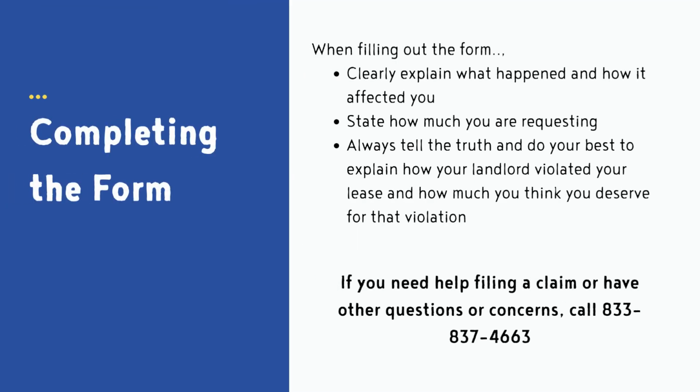Fill out the counterclaim form detailing what the landlord did wrong and how it affected you. This is your chance to write down exactly how your landlord violated your lease and the impact it had on you. It is important to always tell the truth when filling out the form. You do not need to include every detail, but do your best to explain exactly how your landlord violated your lease and how much you think you deserve for that violation. If you do not know how much you should write down, or are unsure if your landlord violated your lease, call the Eviction Right to Counsel Program at 833-837-4663 to see if we can help.